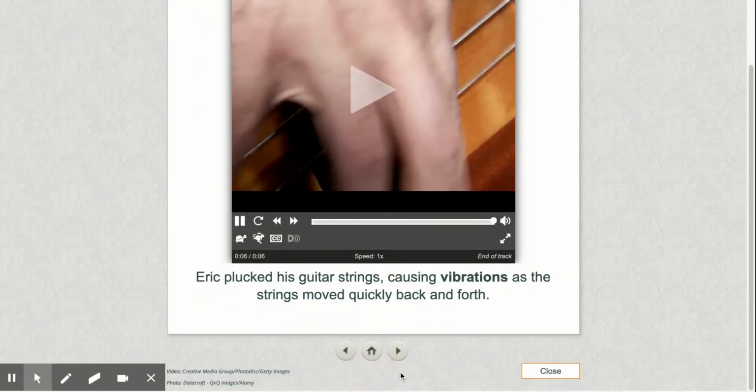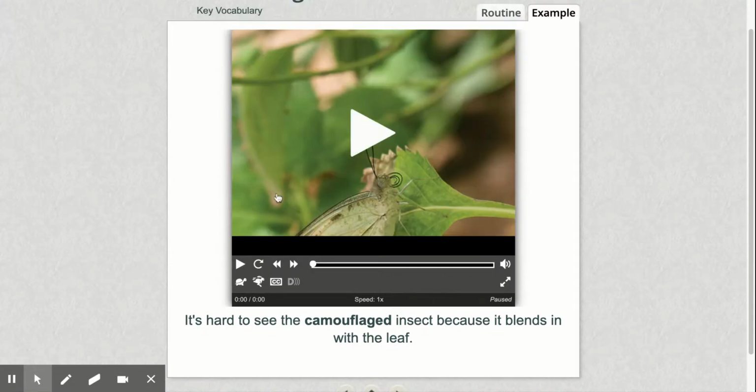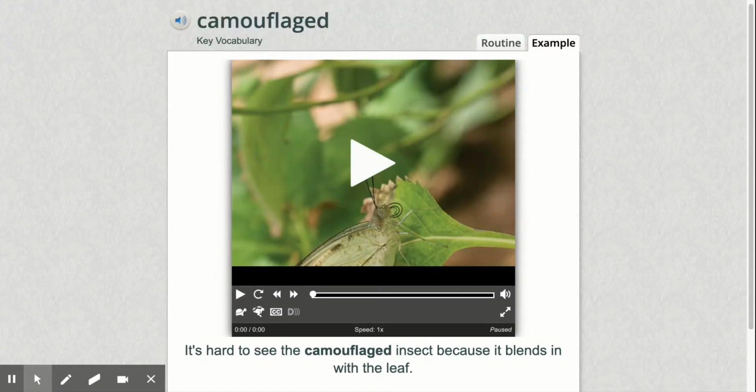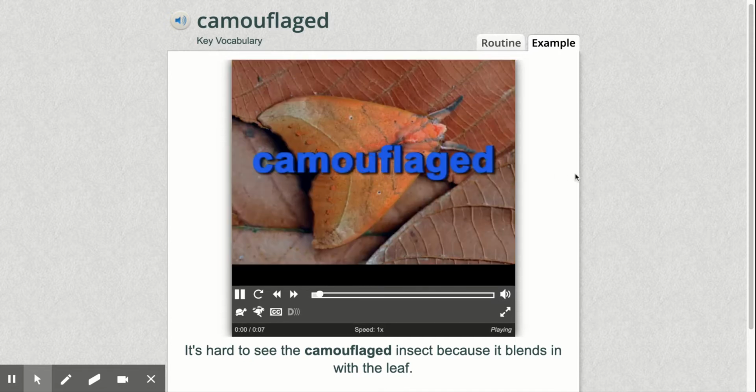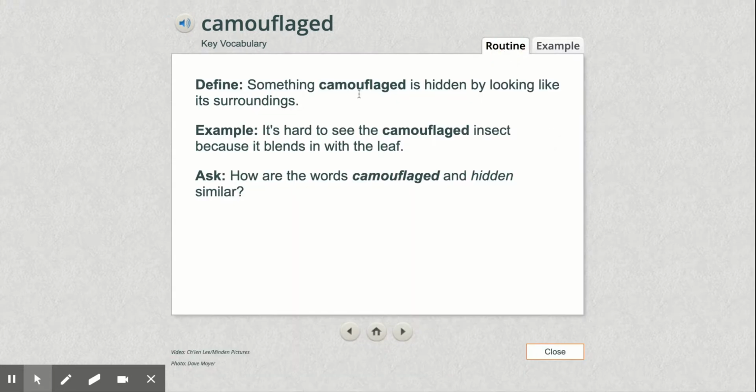Our next word is going to be camouflaged. You might think camouflage when you think of hunters or people in the military wearing camouflage, but different animals and insects can also camouflage themselves, which means blend into their environment so that they can stay safe. Camouflaged. Something camouflaged is hidden by looking like its surroundings. When you camouflage yourself, you are hidden. So the words camouflage and hidden are similar because they mean the same thing. They have the same definition. You're trying to not be seen.